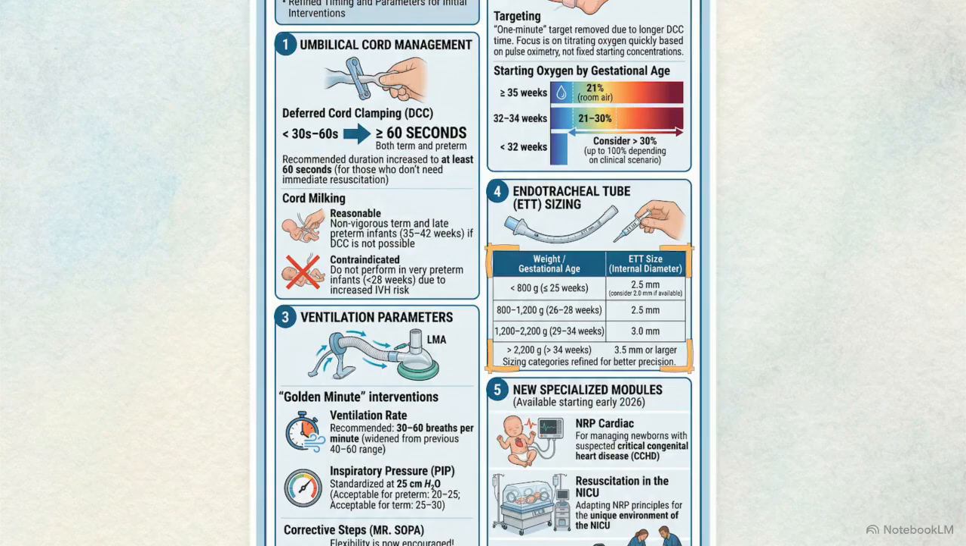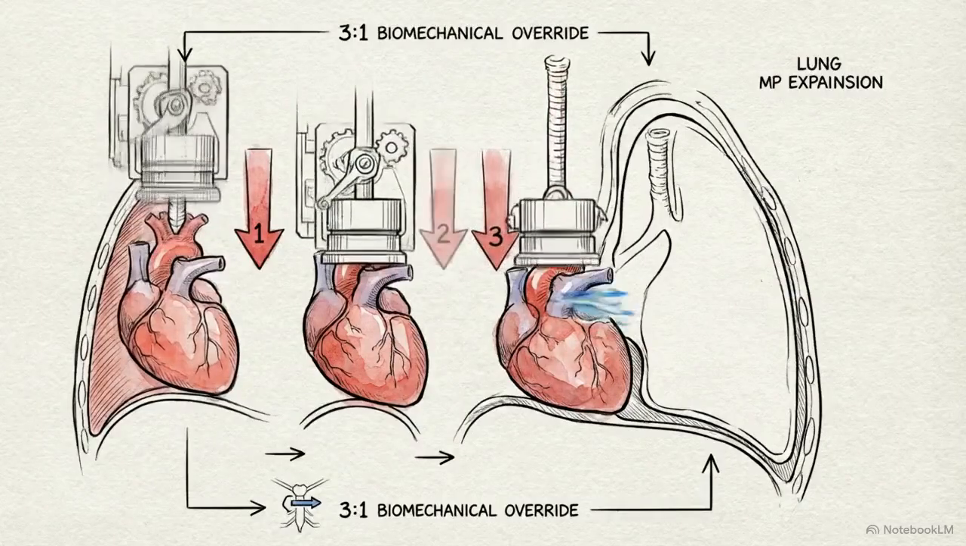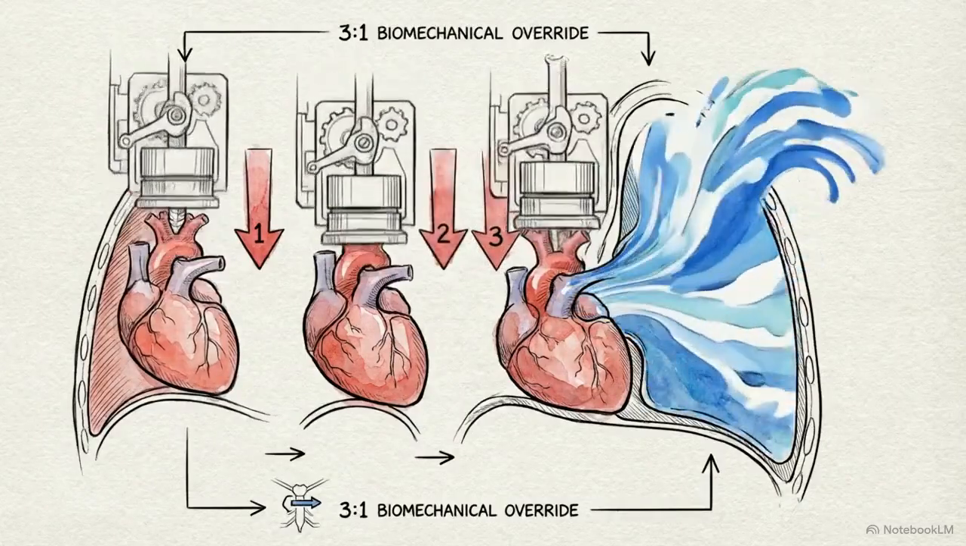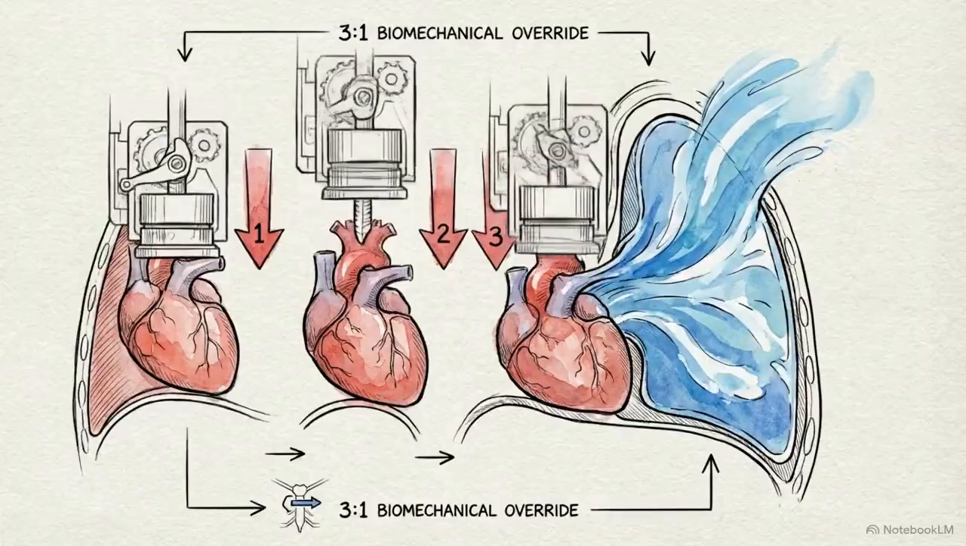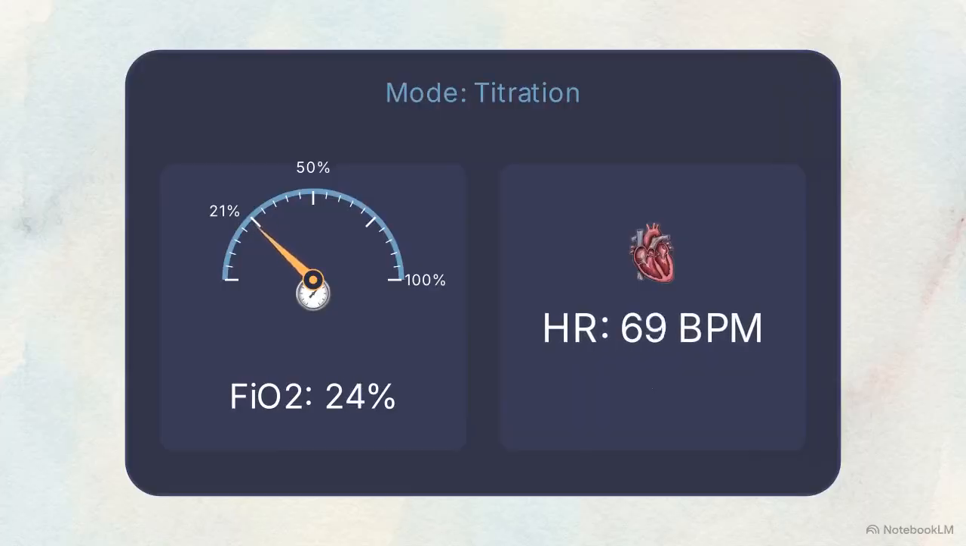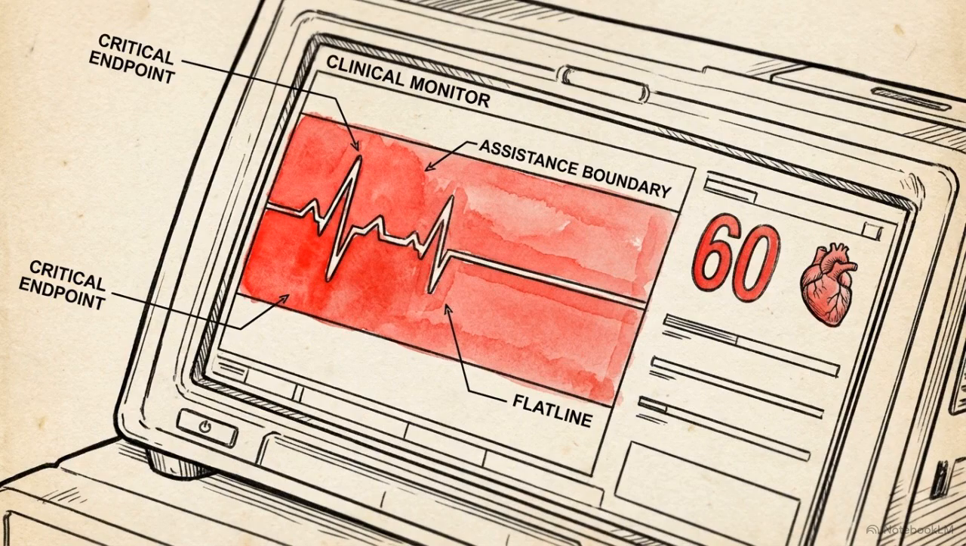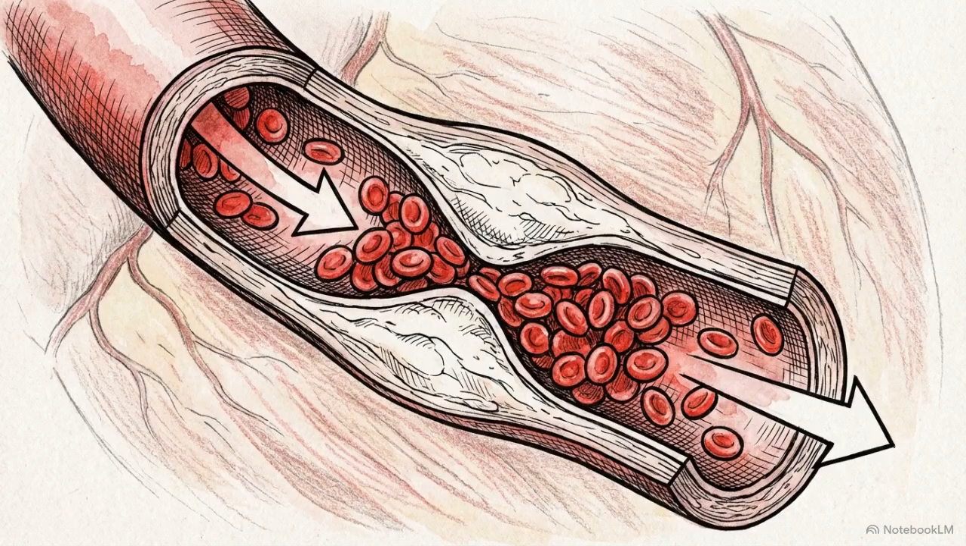Once the airway is secured, the team executes an aggressive biomechanical override, initiating chest compressions at a strict 3-to-1 ratio. At this depth of the crisis, the concept of titrated oxygen is abandoned entirely. The FiO2 is instantly maximized to 100% pure oxygen. The 60 beats per minute threshold is the end of physiological assistance. It is a total mechanical override designed to artificially force oxygenated blood to a dying myocardium.